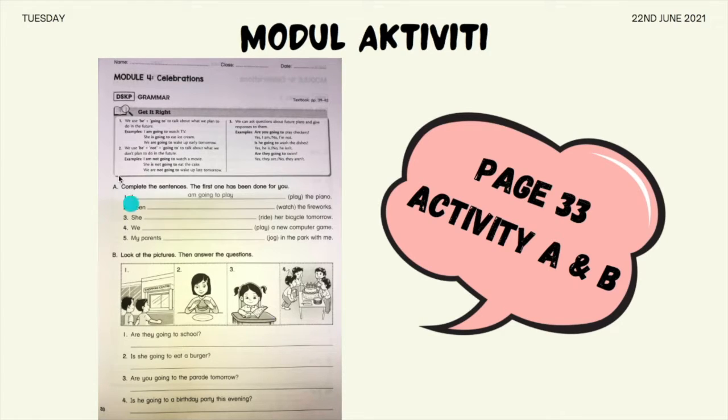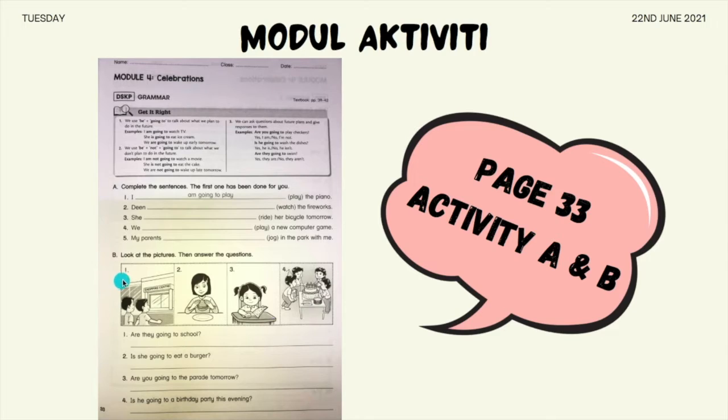Correct. Is. Dean is. Add the word going to. And then you have the verb here. Watch the fireworks. Dean is going to watch the fireworks. And the rest you need to do it yourself.